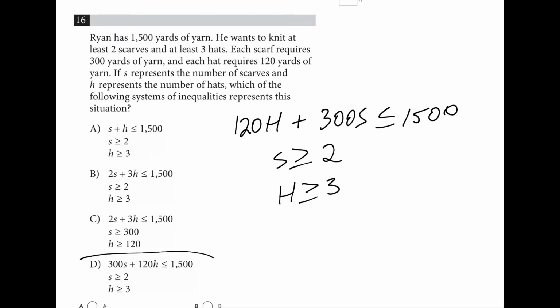So this is going to be our answer. It has the correct yards per scarf and hat, and it has the correct inequalities. 16 is D.